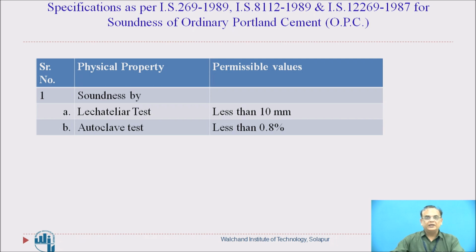Now what are the specifications laid down by different IS codes? Let us see. As per IS 269, IS 8112 and IS 12269, for soundness of OPC of different grades 33, 43 and 53, the soundness by Le Chatelier method should not be more than 10 mm. It should be less than 10 mm. One more test is there, autoclave test. Its percentage should be less than 0.8%. Today we will be dealing with only test by Le Chatelier method. Soundness test by Le Chatelier method.